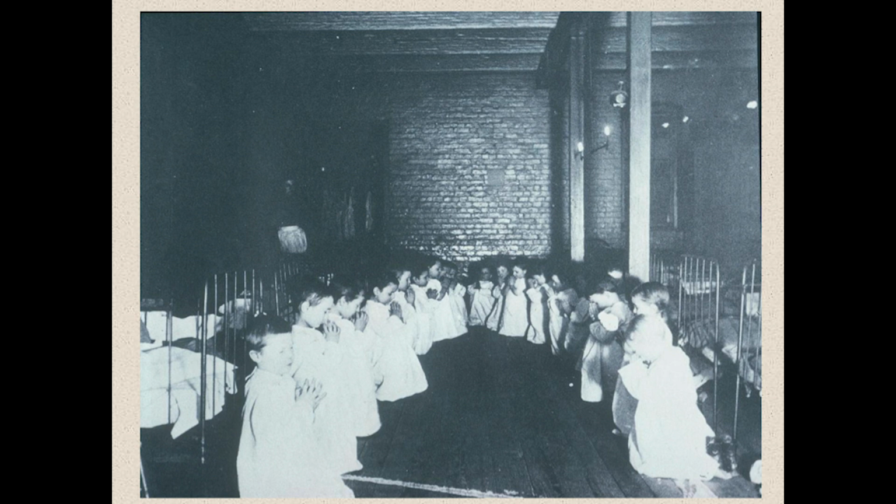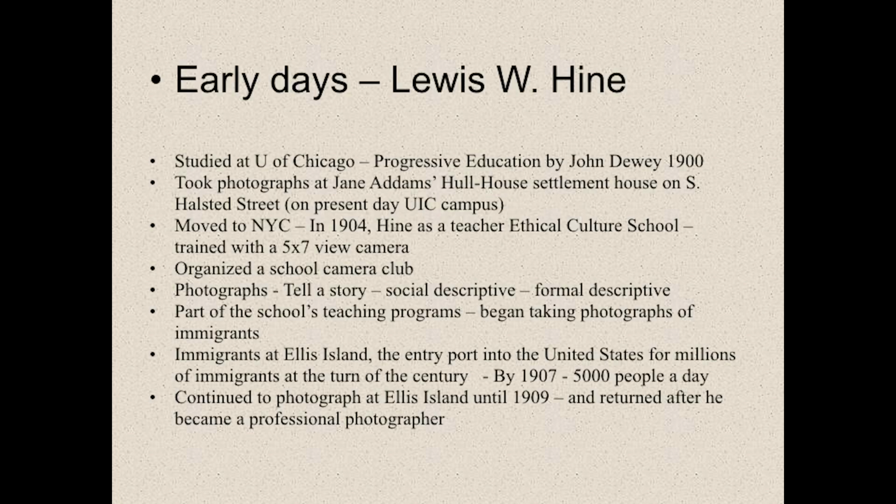The second person we're going to focus on is Lewis Hine. Lewis Hine was in Chicago for a while. He was from Wisconsin originally, but he came down to the University of Chicago and had some progressive education with John Dewey. John Dewey was connected with Jane Addams's Hull House. And so Lewis Hine ended up coming at one time to Chicago and photographing the settlement house, Hull House.